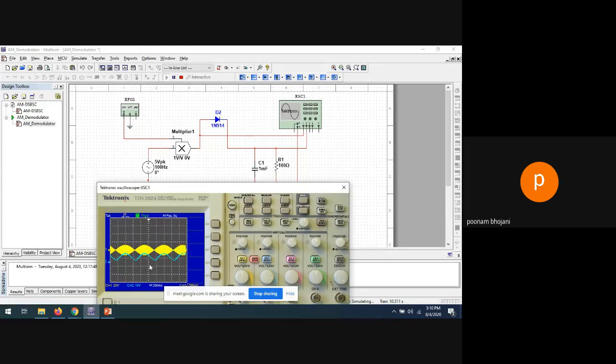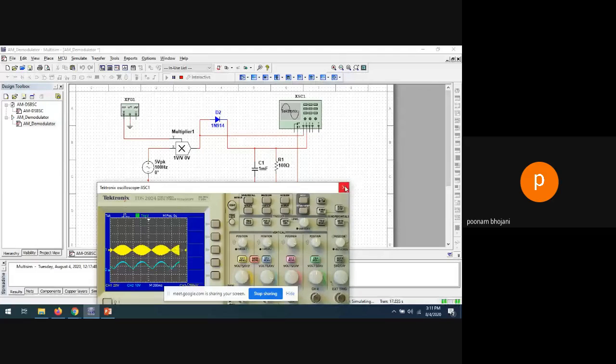It is again charging and discharging of the capacitor only, but it is smoother than the previous one, in which the value of R1 was 1 kilo ohms. So you can demodulate your AM signal by using the low pass filter and the diode.